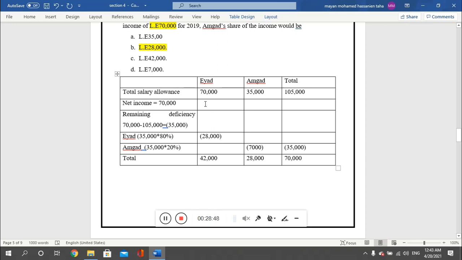Let's calculate each partner's share after taking the salary allowance and subtracting the loss. So 70,000 minus 28,000 will be 42,000. And Amgad will take a salary allowance of 35,000 minus 7,000 as his share after subtracting the loss. It will be 28,000. So this is Amgad's share of income after the salary allowance. So the answer will be B, 28,000.